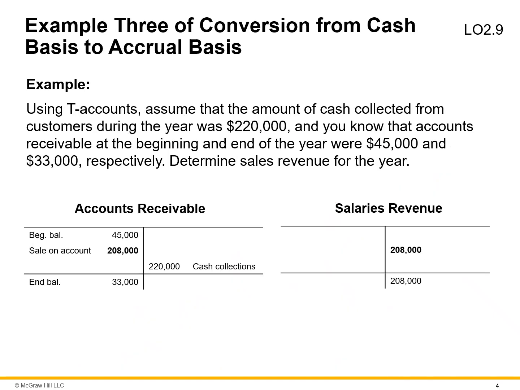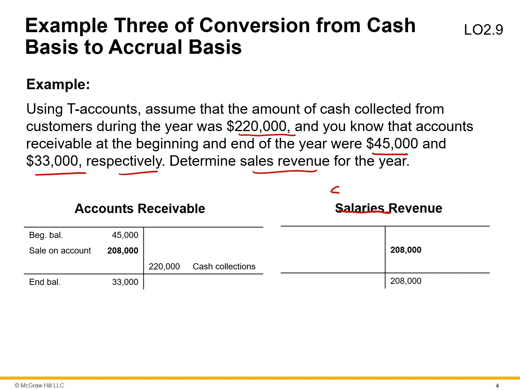Third and final example is using T accounts. Assume the amount of cash collected from customers during the year was $220,000. That tells us cash collected from customers. That would have been sales revenue or some sort of revenue under the cash basis. But you know that accounts receivable at the beginning and end of the year were 45 and 33 respectively, and you have to determine the sales revenue.